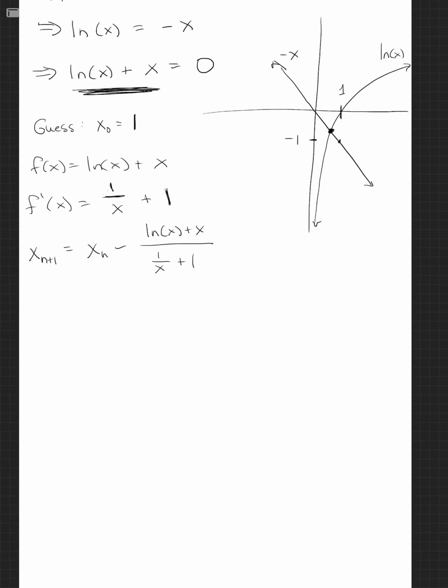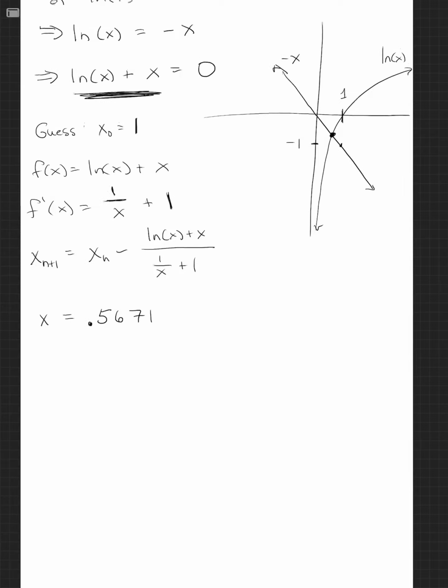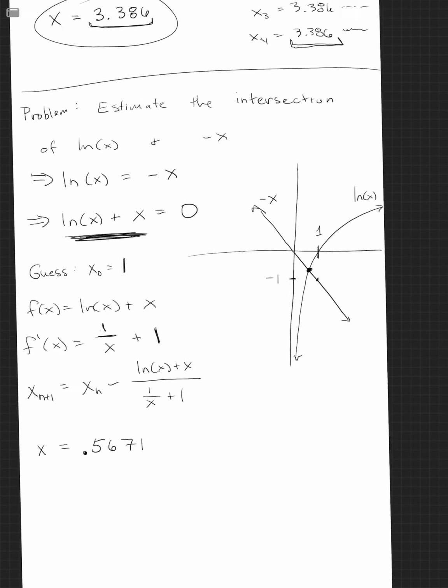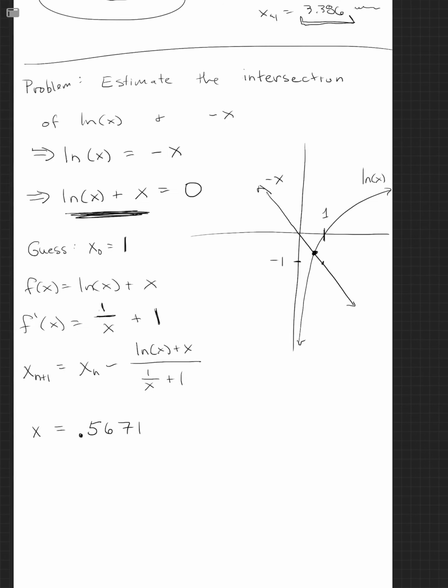So I'm going to let the audio catch up with the video for a little bit. All right, hopefully we're back. And I believe we figured out that the first 4 decimal places were going to be 0.5671. So that is going to be, if we plug that into natural log, we should get negative 0.5671 back, right? That's what it means to be at this intersection. Right? And that seems about right, looking at my sketched graph there.